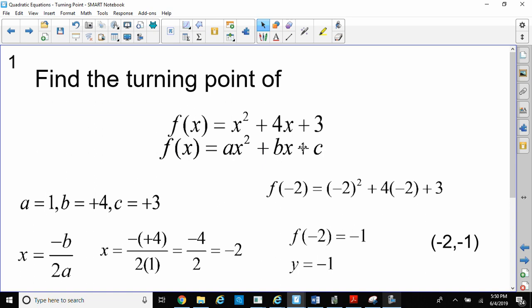Now, later on, we're going to make another video where you can tell, is this a curve going upwards or downwards? I believe we mentioned minimum and maximum point, so we're going to be able to tell that shortly.